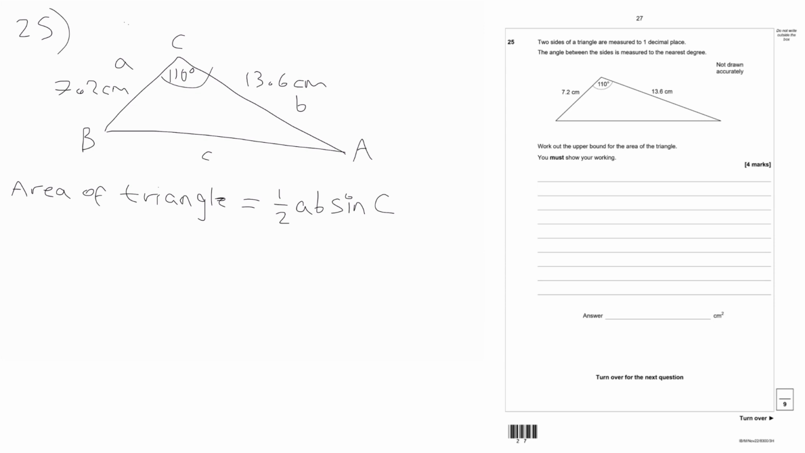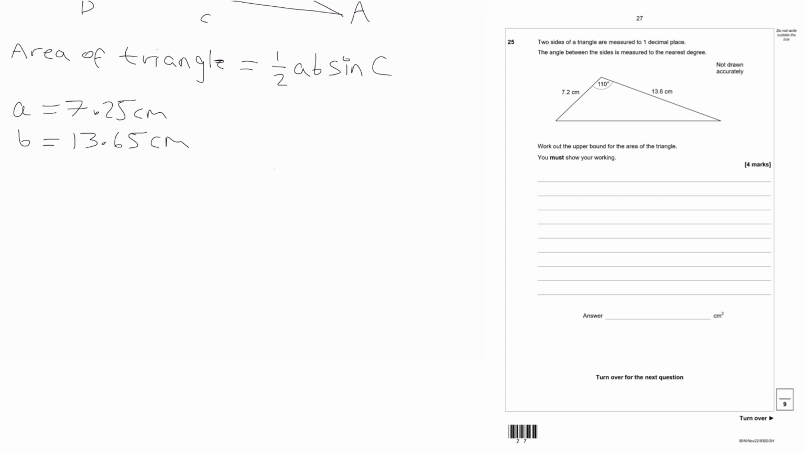So looking at this equation, we can see that these two lengths A and B, to work out the upper bound, we're going to need to round these up. So A is going to become 7.25 centimetres, and B becomes 13.65 centimetres. Now, the tricky bit that we need to work out here is, do we need C to be rounded down or rounded up?